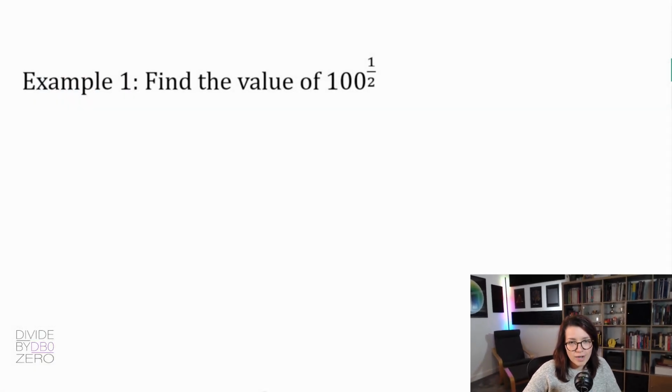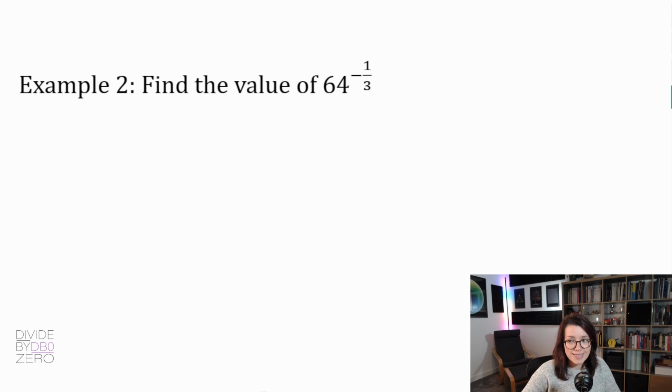Find the value of 100 to the power of a half. So if you remember, power of a half just means square root. So we're going to do 100 to the power of a half equals the square root of 100, and that's just 10.